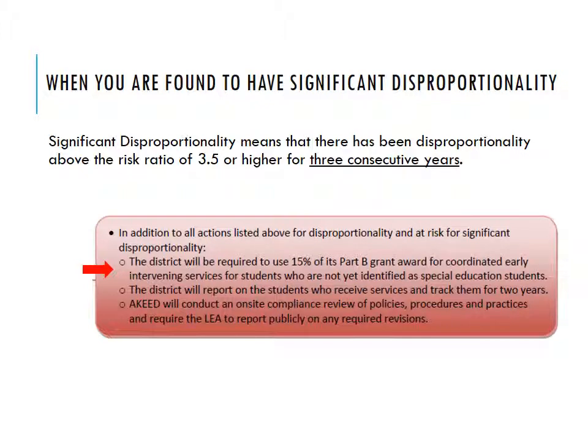If you're a district who's been found to have significant disproportionality, and again that means that there has been disproportionality at a risk ratio of 3.5 or higher for 3 consecutive years, there are some federally mandated interventions that take place. Most notably, the district would be required to use 15% of their Part B funds to do what's called coordinated early intervening services.